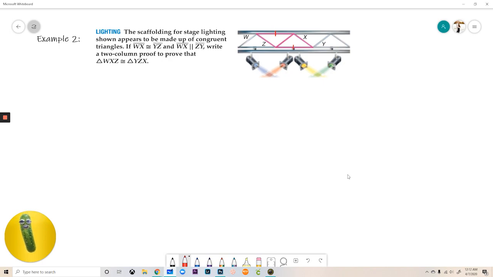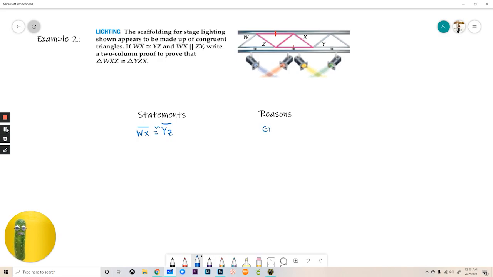Okay, so a couple things here. If we go with the 2-column proof, we can go back to the flow proof if you'd like. I'm going to just do a 2-column real quick here, and I'm going to start that off by saying my given information, so statements. I'm going to pause this and type this up because I'm a cheater. Okay, statements and reasons. So the first statement we have is WX is congruent to YZ.